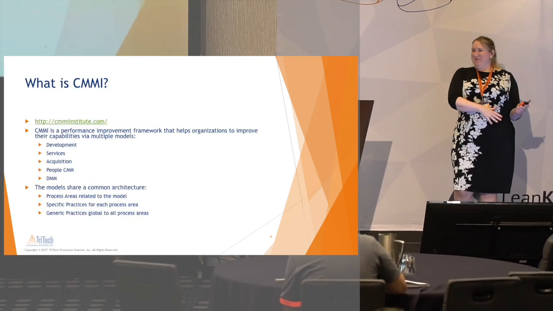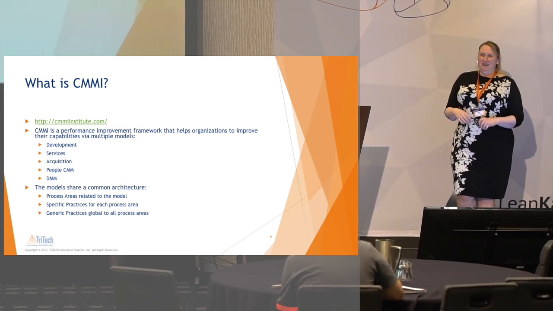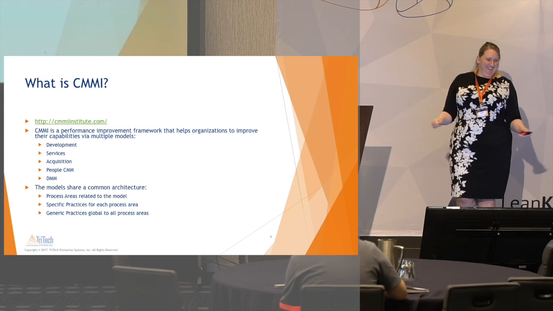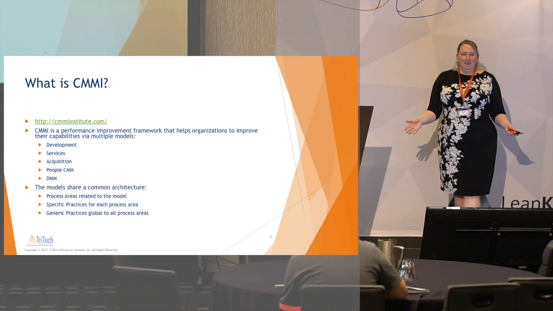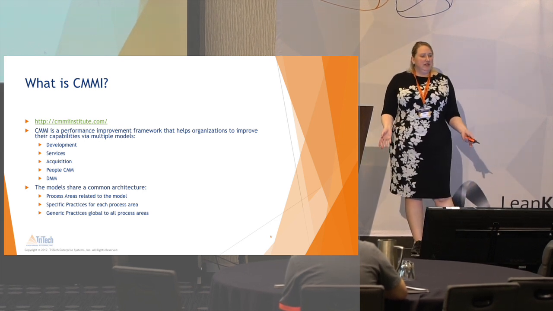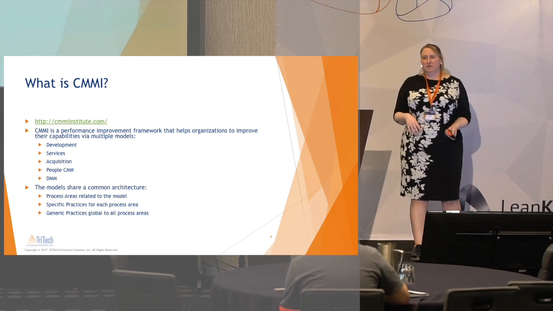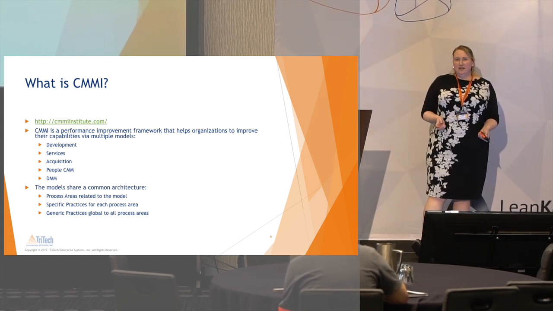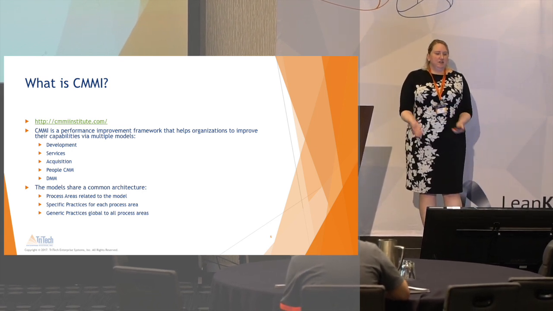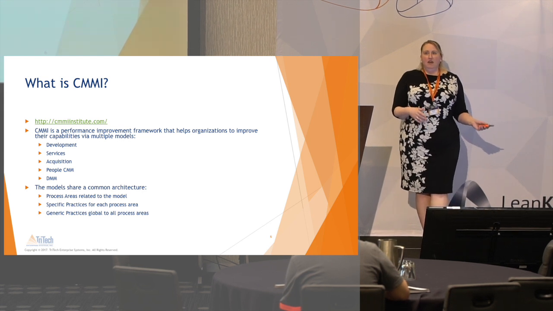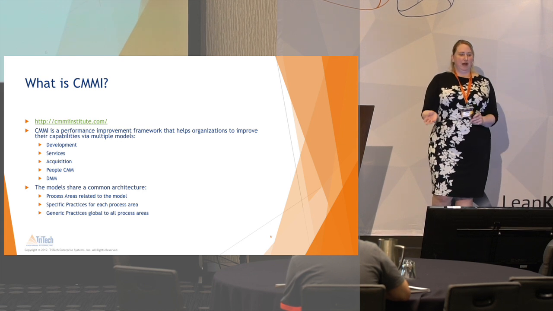So not to step on Kirk's earlier presentation, but just a quick overview. The link up there, cmmiinstitute.com, that's where anything and everything you need is. It's a performance improvement framework. It helps organizations implement best practices and improve their capabilities. There's different models. There's a common architecture to them, though. Each model is made up of process areas. Each of those process areas has specific practices, and then generic practices that are global to all of the process areas. And many of the models share a lot of those process areas, so you'll see some overlap.